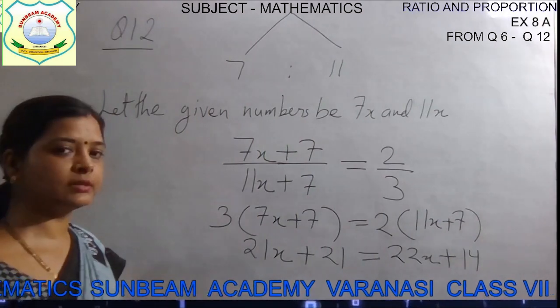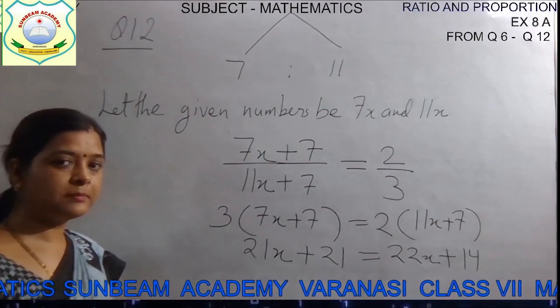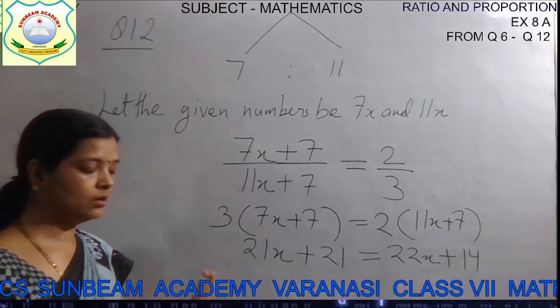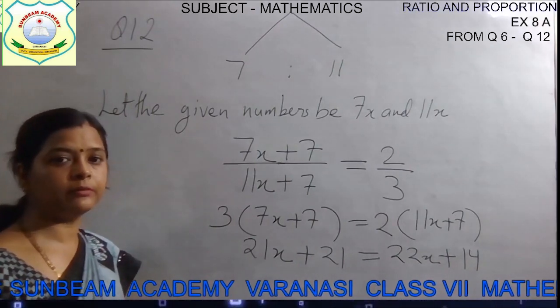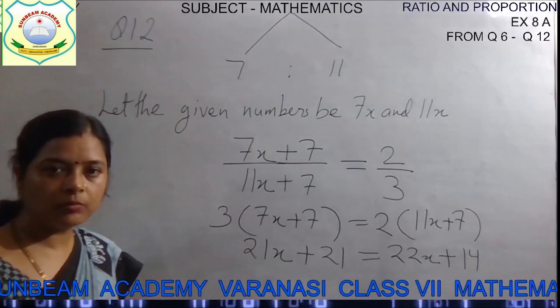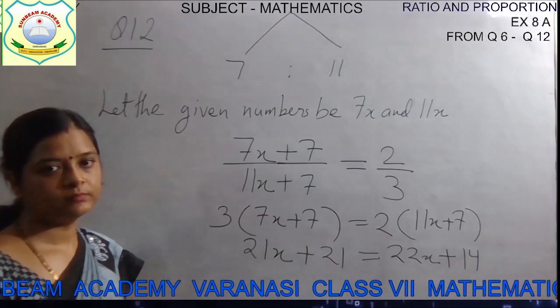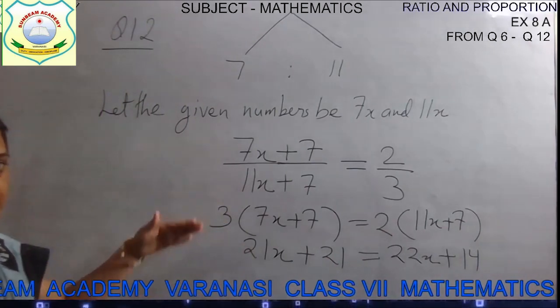Okay. Now children, after this we will simplify. We will transpose the variable term at one side and constant term on other side. Clear? Are these steps clear to you?